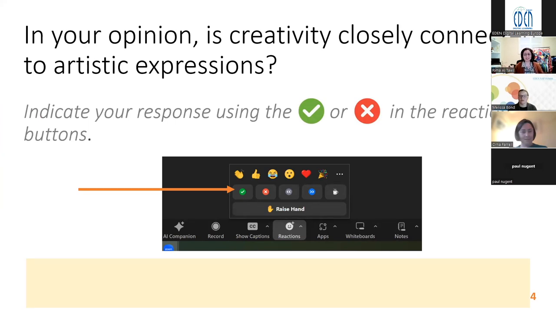Okay, so in your opinion, I didn't see anybody say anything about art. So is creativity closely connected to artistic expression, since nobody mentioned it? I was hoping if you go to the bottom, you can put either a quick check mark or a red X, but if you can't do that, probably you can just say yes or no in the chat since I'm monitoring it. Being the center of everyone's attention, we don't have the reactions. Okay, I can see X or check mark or just yes or no. Okay, some people are saying yes closely, but not mainly. Partly, yes. Yes, but not exclusively. I like that.